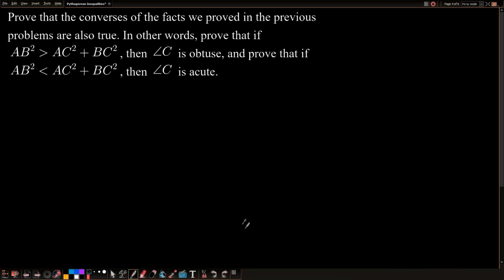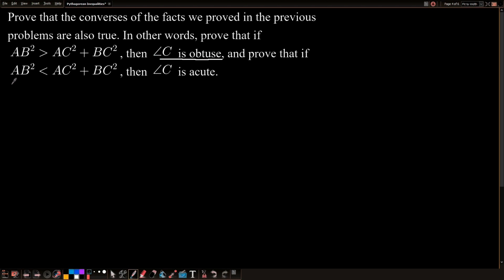Hello again. So our next problem is to show that the converse of each of the previous theorems that we proved is true. It's sort of like the opposite direction. So we want to prove that if AB squared is greater than AC squared plus BC squared, then angle C has to be obtuse.